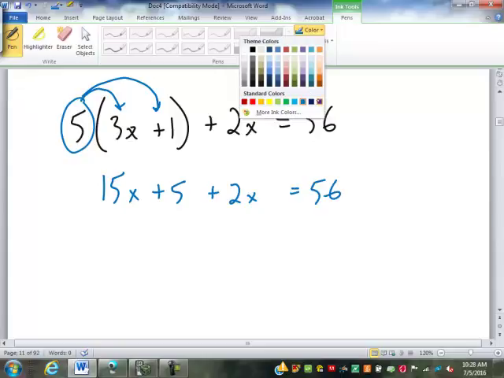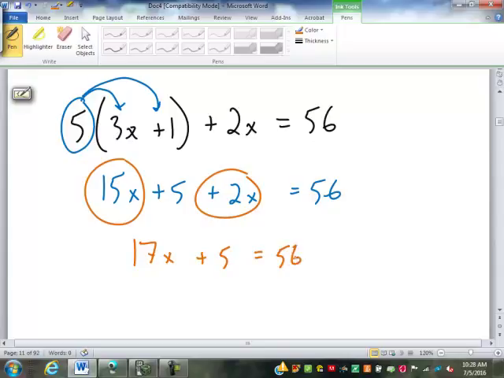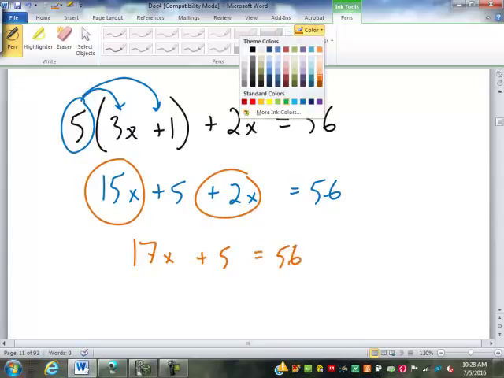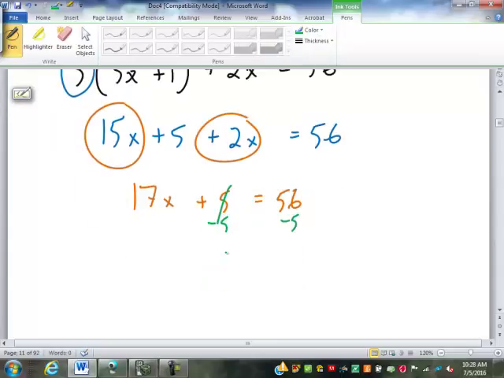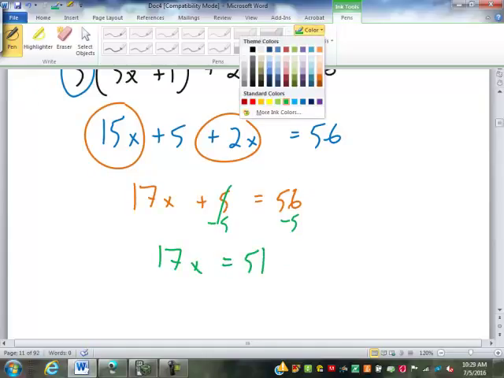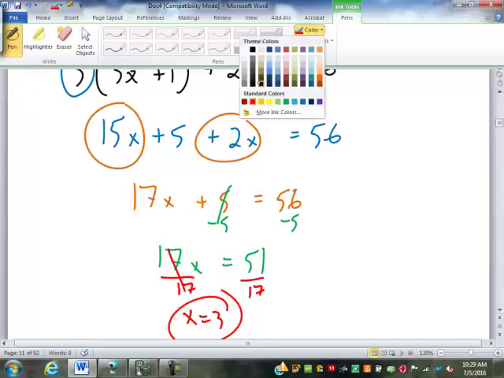Now when we go to combine, we have 15x and 2x make 17x. And then we're going to subtract 5. So 17x equals 51. And then divide by 17. X equals 3. Any questions?